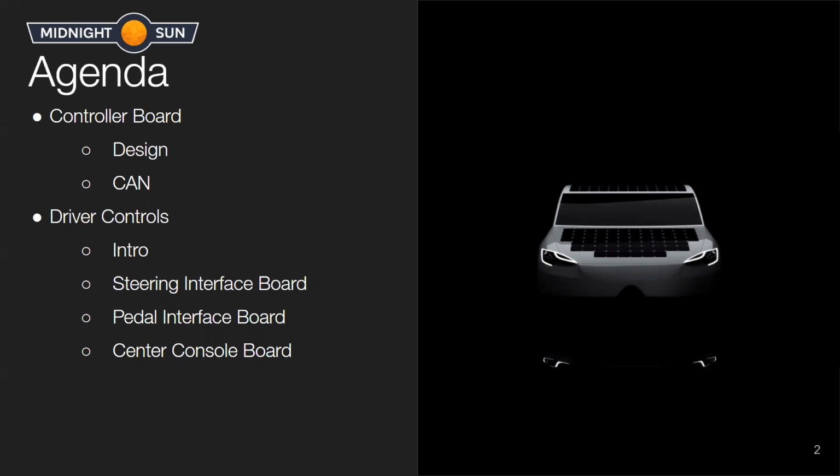then just have brief basics about CAN and the structure of that communication. And then we're going to talk about the different parts of driver controls, which is our way of interacting with the vehicle as a driver while it's operational.